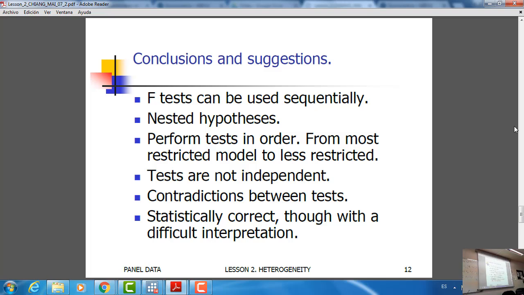The tests are not independent, and the idea is that any test that you make is conditional on the decision that you took in the previous test. Sometimes there are contradictions between the tests, but the contradictions are more about how you interpret the test. Typically, the tests are correct, and the interpretation takes some time, but it makes sense. You don't have to be very sophisticated, but you have to be organized and know what is first and what is second.